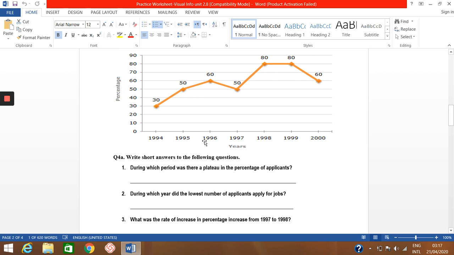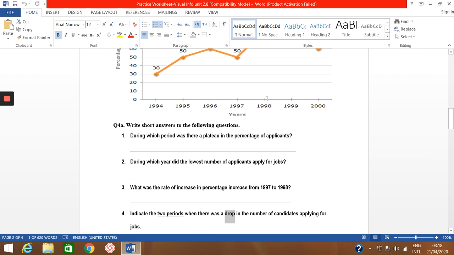And you have to write and between 1999 and 2000, or the year 2000 here. And this is your answer. You have to mention 2 periods. This is the first period from 1996 to 1997, and the second period is this decrease here from 1999 to the year 2000. So I think it's clear.